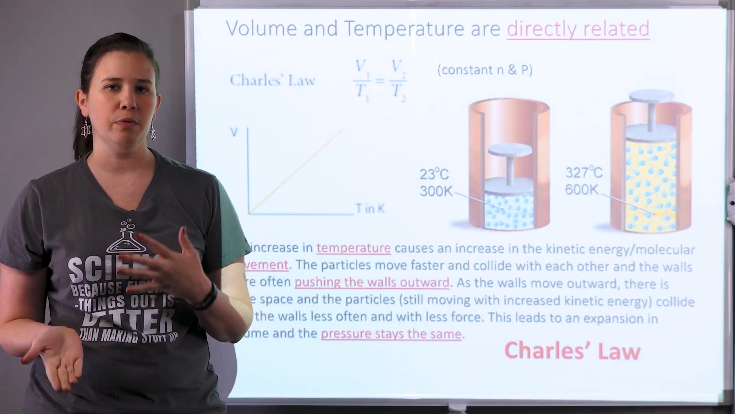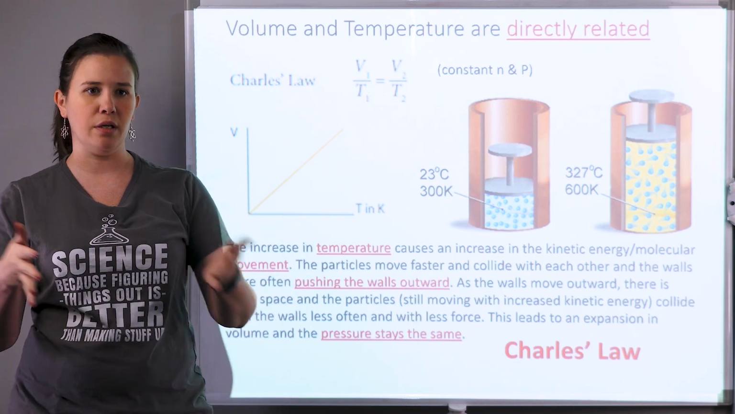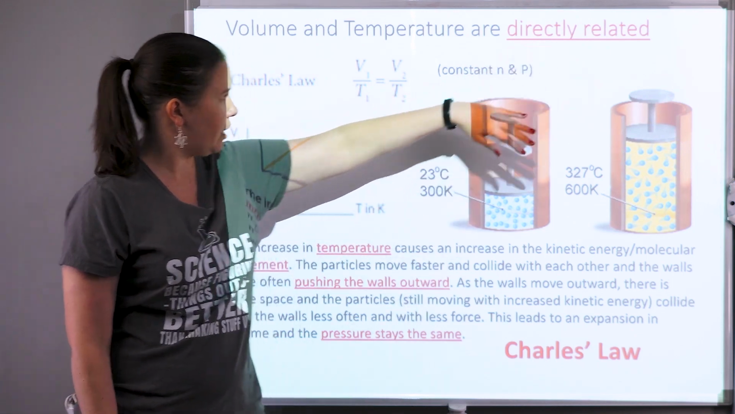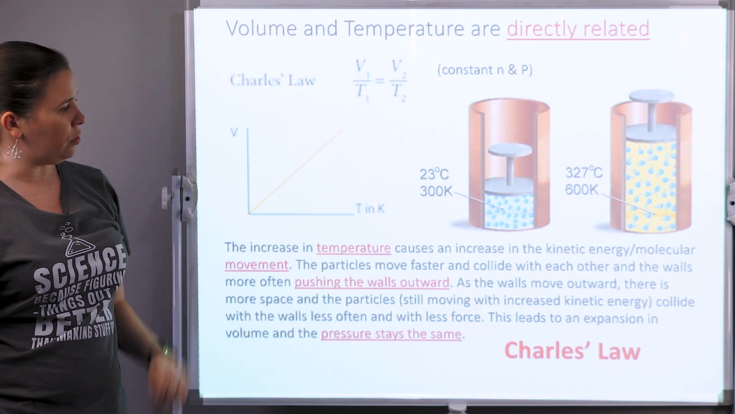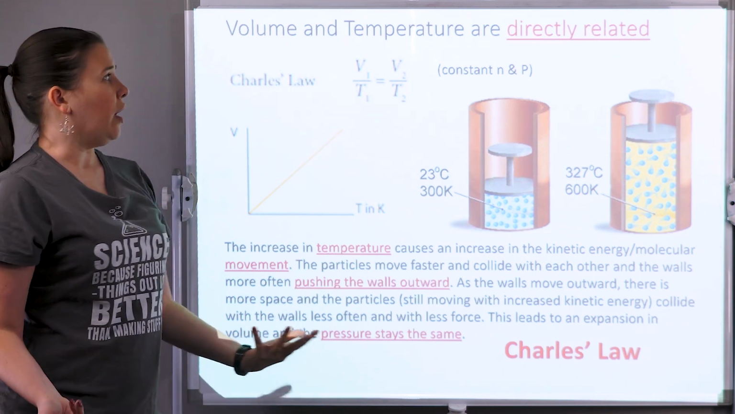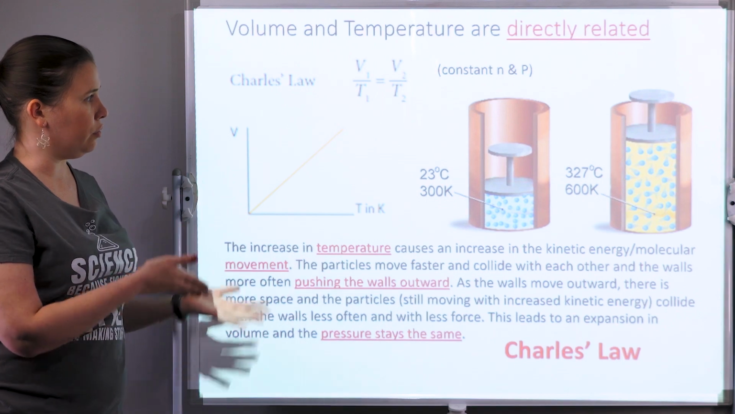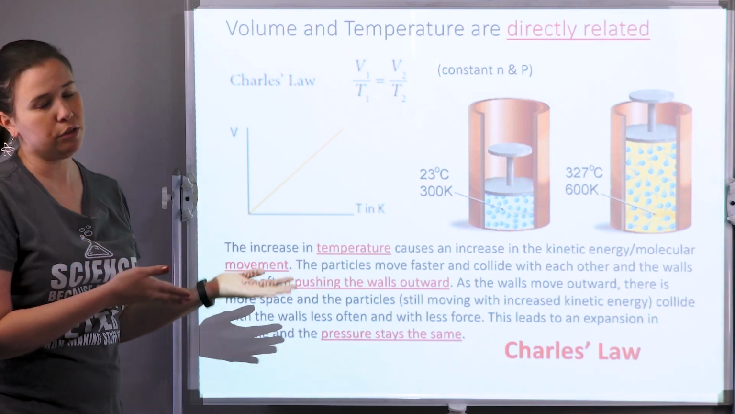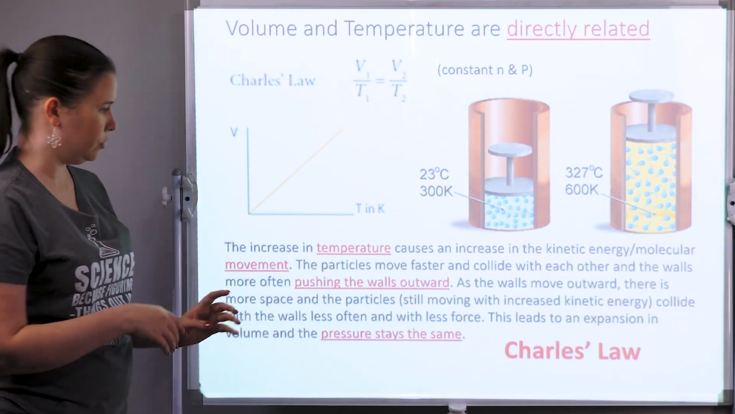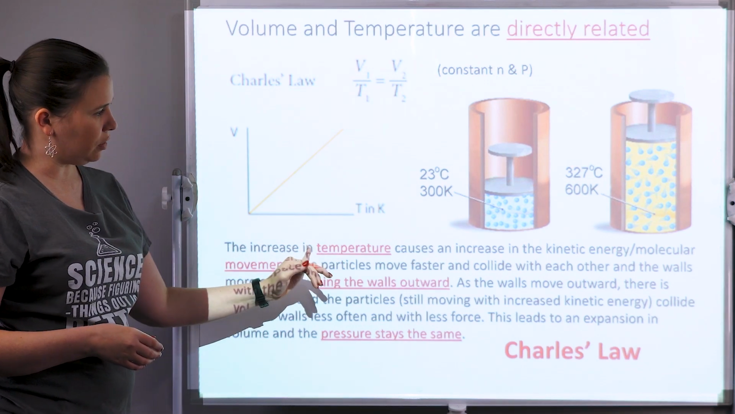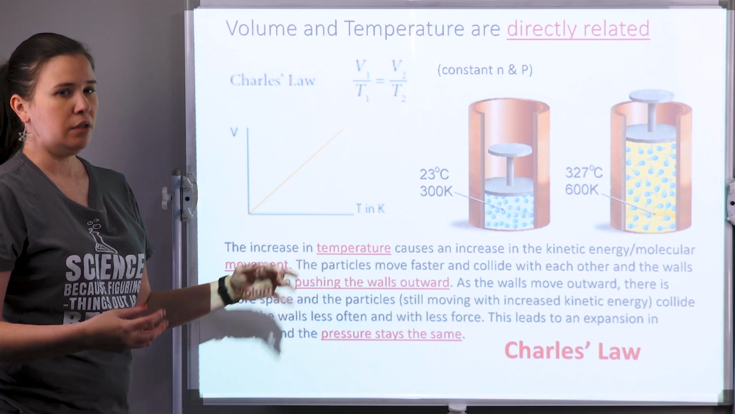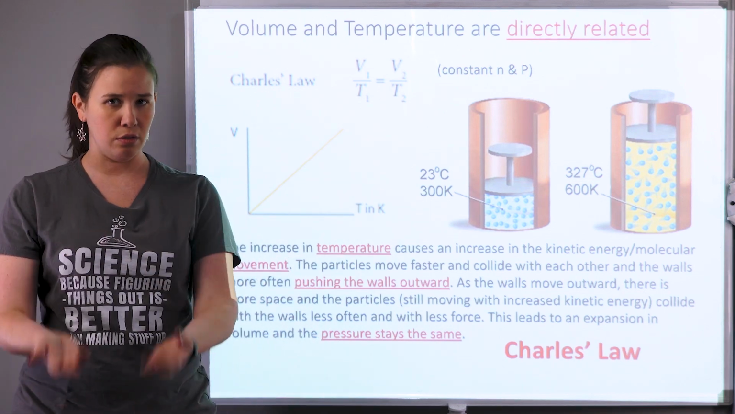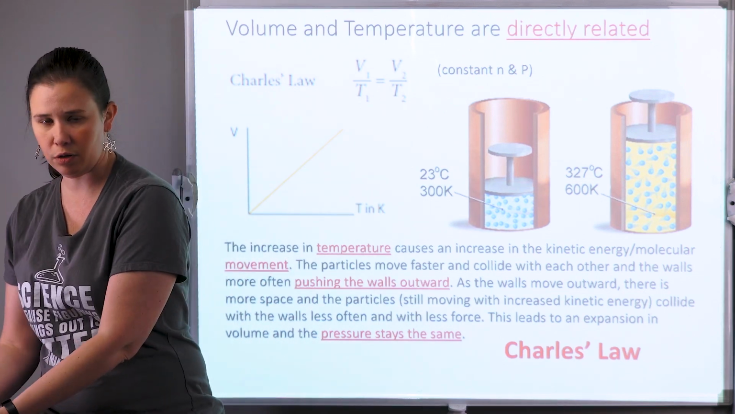All right, last one of our main three, Charles's law. Charles's law was about volume and temperature. And yes, they are directly related, just like with the last one, so any kind of proportion will work with volume and temperature. Now let's talk about why. Why does an increase in temperature lead to an increase in volume? So first, as I increase the temperature, again starting with the idea of kinetic molecular theory, that increased temperature leads to increased kinetic energy, increased particle motion, right?